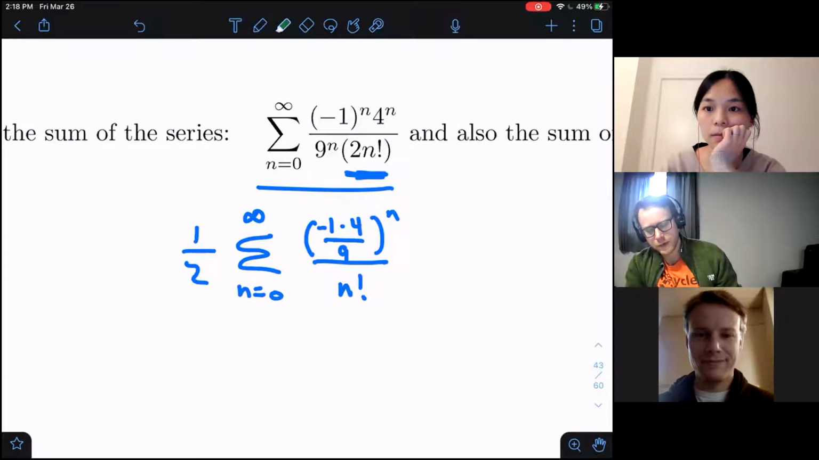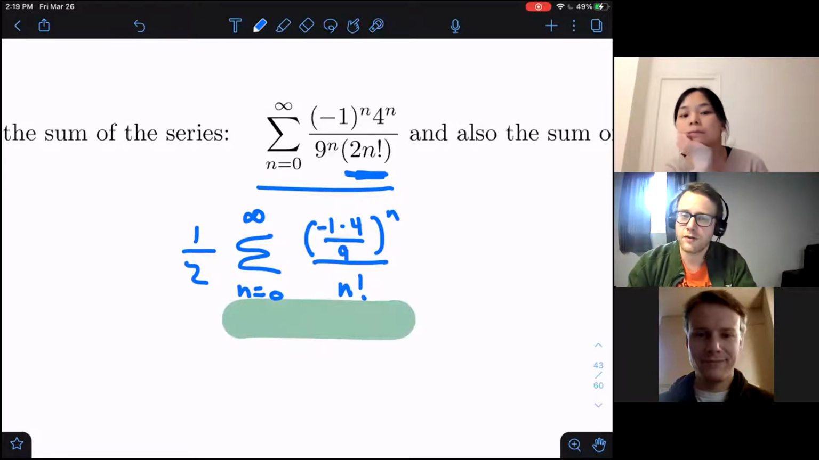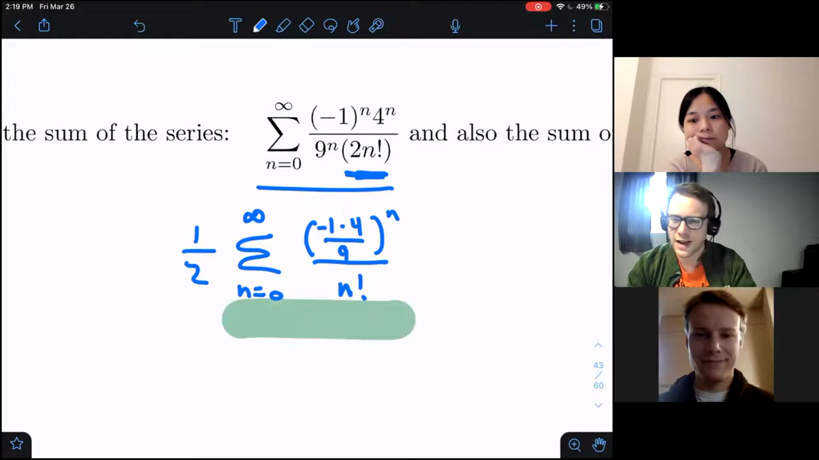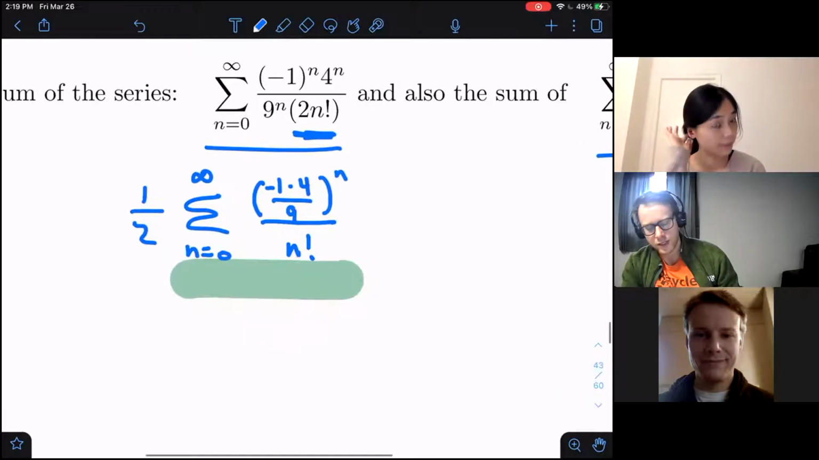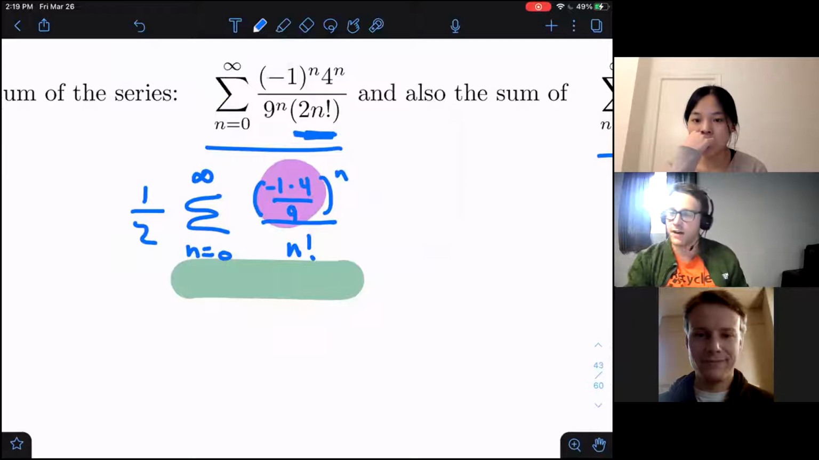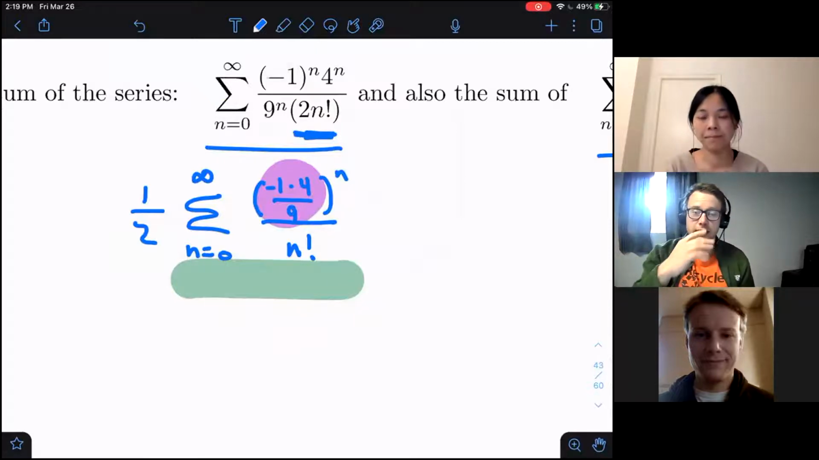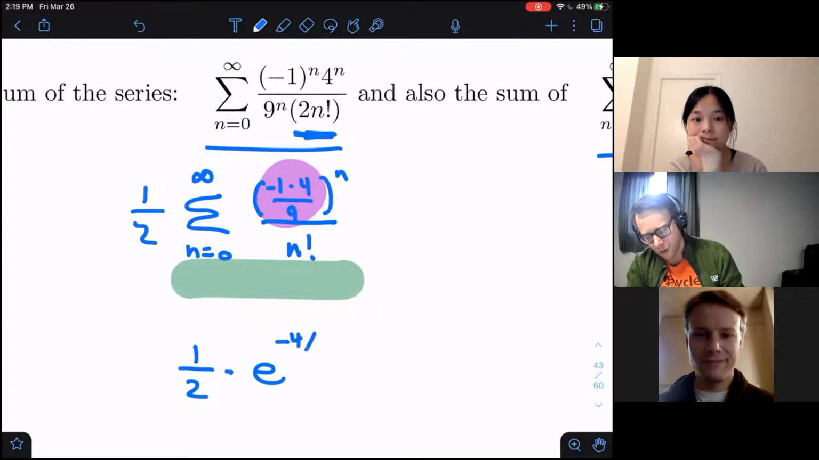So can someone tell me, of all of our series that we have, that table of Maclaurin series, what does this most resemble? And yeah, I already see it in chat. It's the boring one. It's the same one that we've seemed to be doing over and over again. It's e, right? So it's just e where we have our specific value of x, right? Because for e, you have x to the n is this -4/9. So this is going to converge to 1/2 times e to the -4/9.